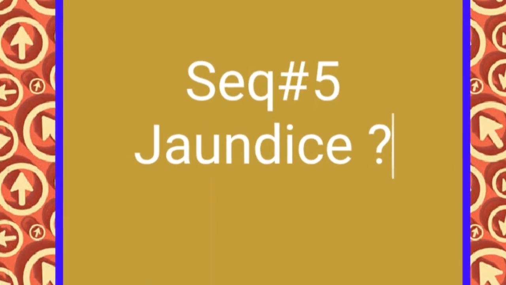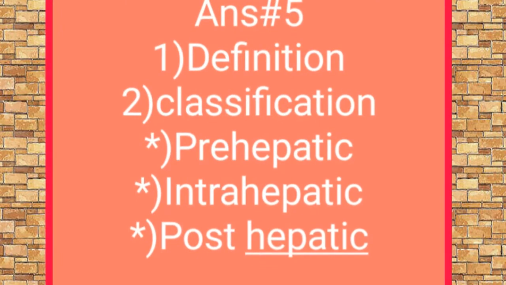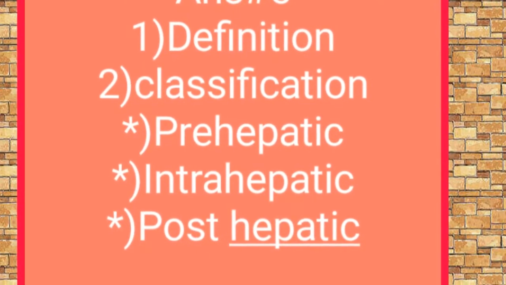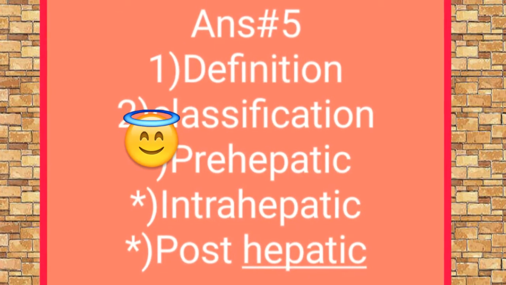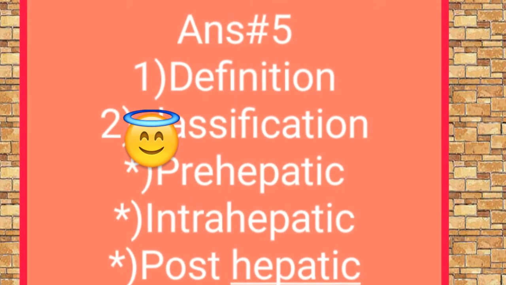Number 5. Define jaundice and how will you classify it? Jaundice is defined as yellow discoloration of skin, sclera and mucous membrane with the pigment bilirubin. It has 3 classifications. Number 1, prehepatic, due to overproduction of bilirubin. The example of it is hemolytic anemia.